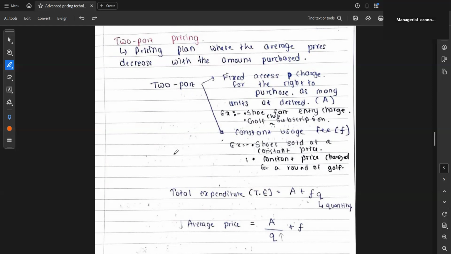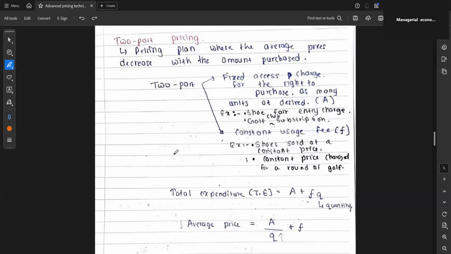So what a consumer might do is they will try to compensate for their high entrance fee, and they will purchase more and more shoes. So that is a two-part pricing strategy that they have used there. So in two-part pricing, there's a fixed access charge for the right to purchase. And then there's a constant usage fee.